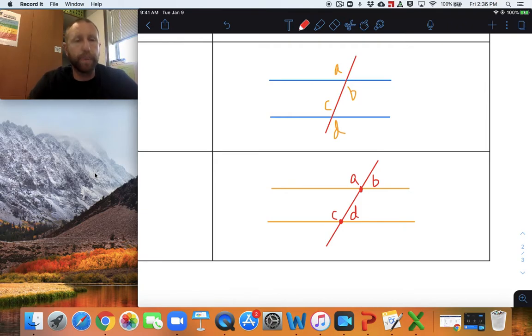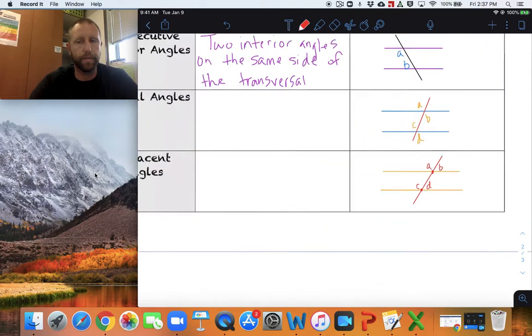Angle A and angle B are adjacent angles. They share a common vertex and a common side. Angle A and angle D are not. They're still on opposite sides of the transversal, but angle A and angle D, those are not adjacent. They're not side by side. Okay. Angle C and angle D, those would be adjacent angles.